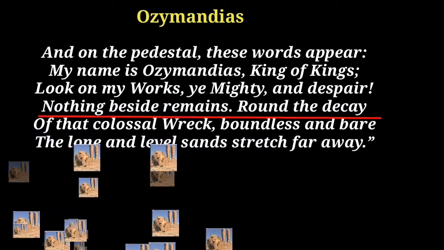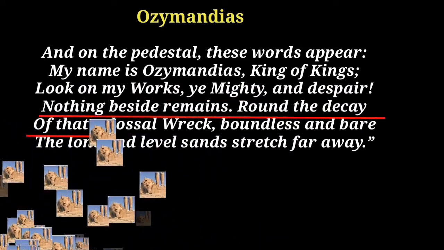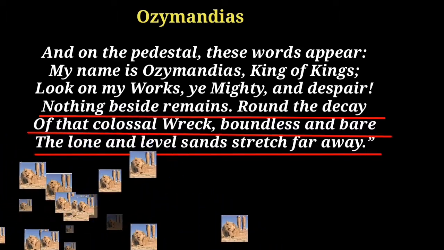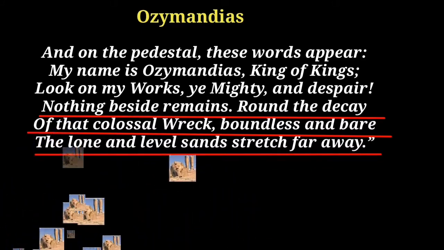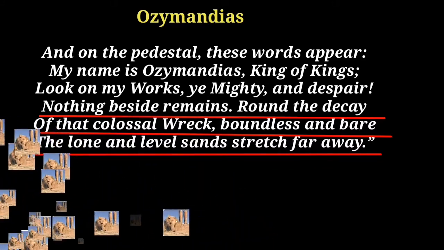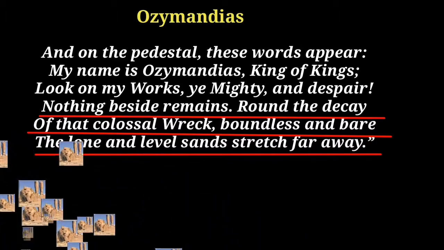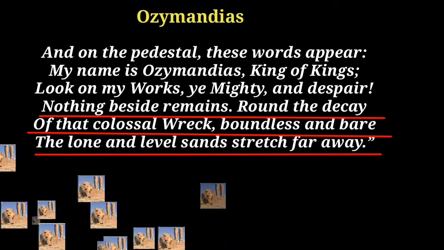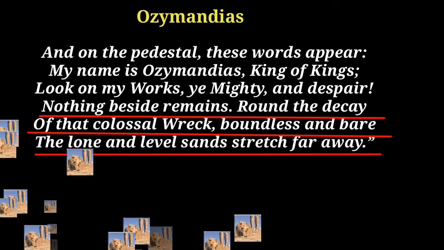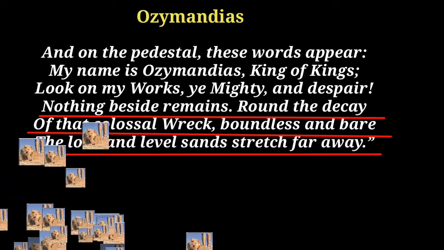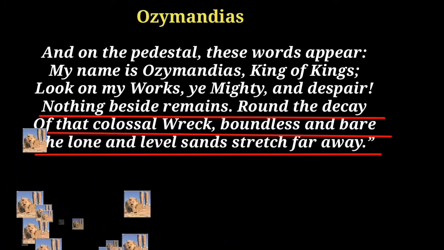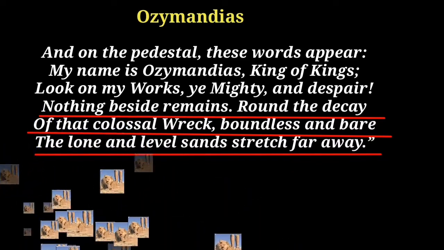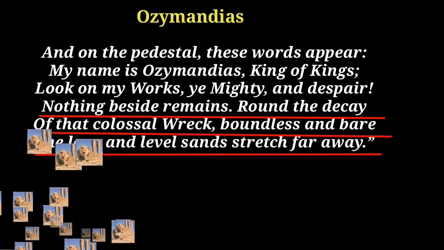Nothing beside remains. Round the decay of that colossal wreck, boundless and bare, the lone and level sands stretch far away. Finally, here come the final words from the traveler, and he says that nothing remains except the ruins and the sands all around. The colossal wreck hints at how the gigantic statue is reduced to dust with its passions, and all that remains are the ruined, scattered pieces of his statue lying half buried in the vast desert.